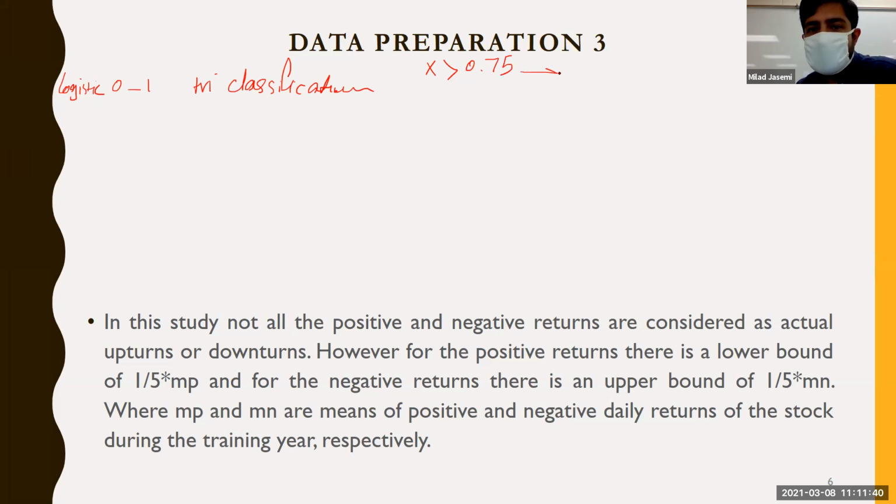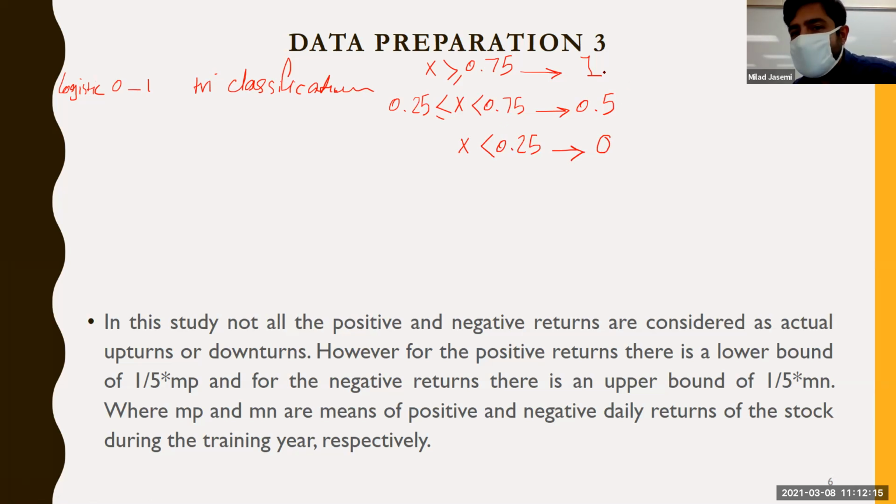75, then class is 1. When x is smaller than 75, greater equal than 25, then class is 0.5. And if x is smaller than 25, then class is 0. You see, it's not bad because still you are classifying it into 3 categories.